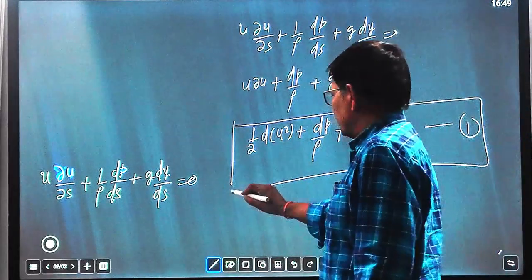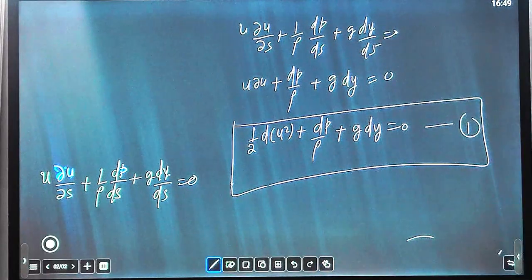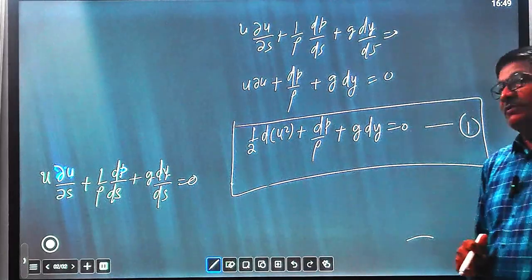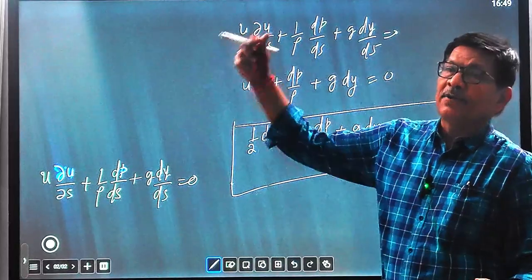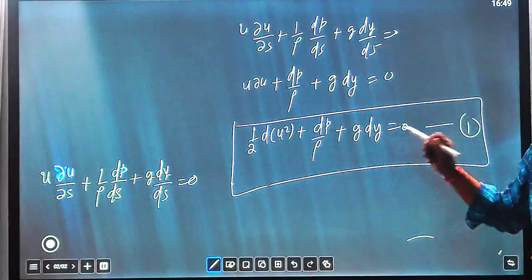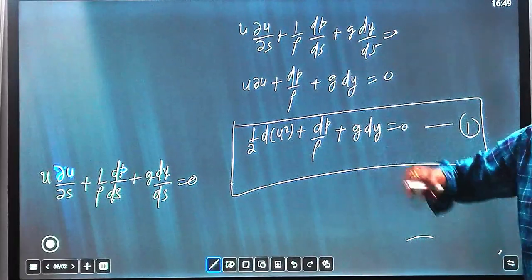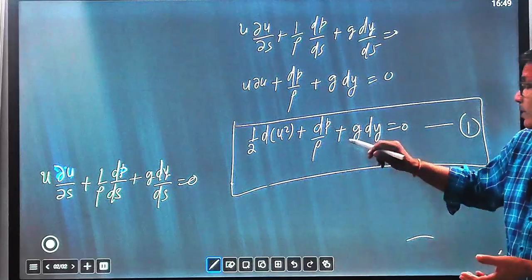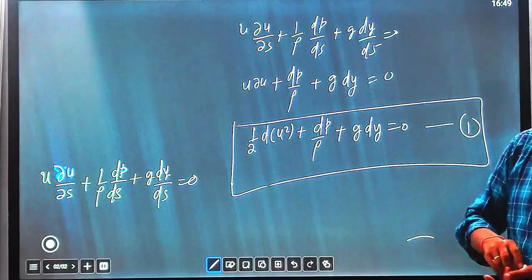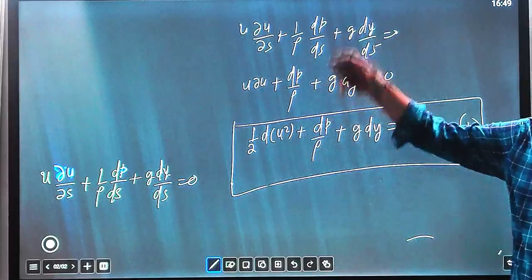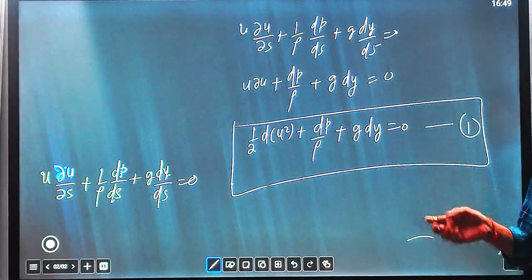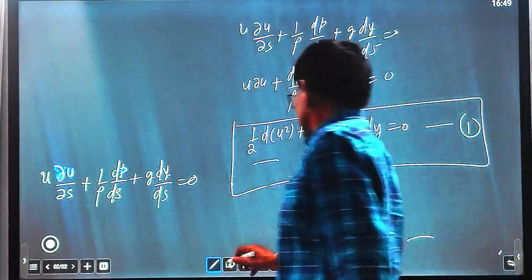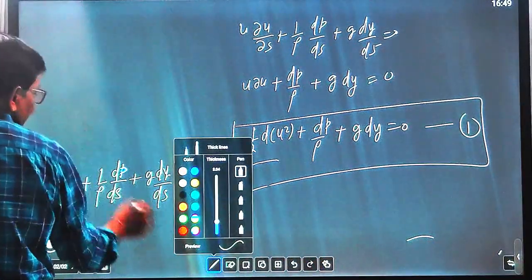Now we want to integrate this equation along the whole of the path. When force is integrated along the path, f into dx, force multiplied by distance, it becomes energy because work is being done. This fluid force is acting on the fluid element and the fluid element is moving along the whole path, so work is being done. How much work is done? We integrate this equation for the whole of the path. So integrating this equation for the whole of the path, what will we get?